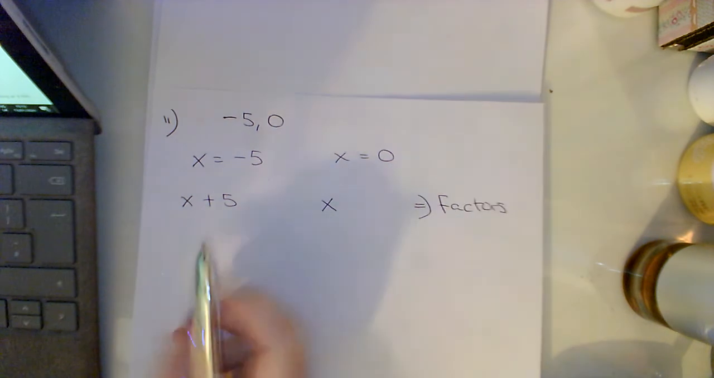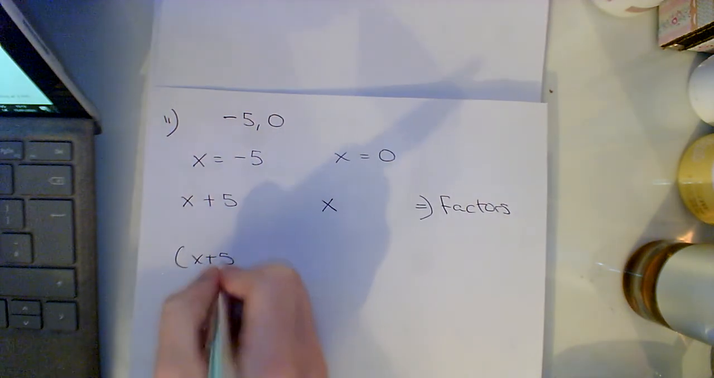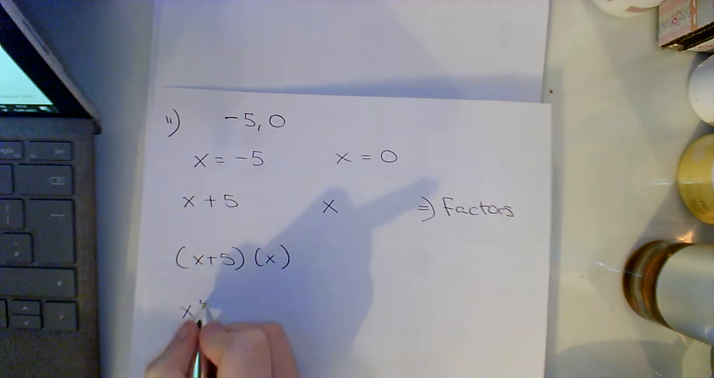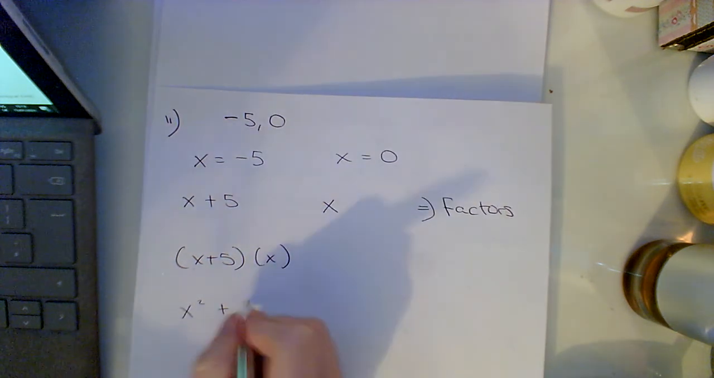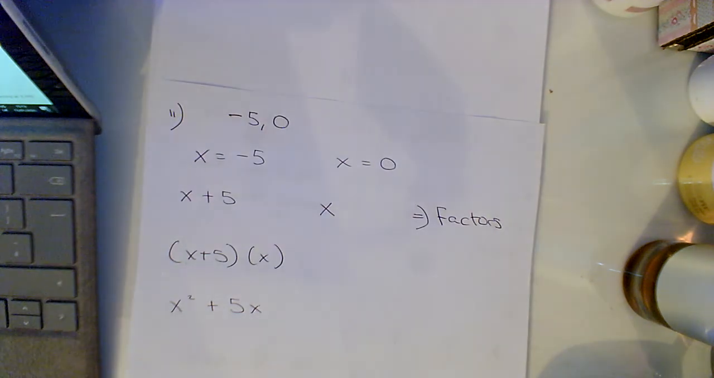Then I need to multiply my two factors together to get my quadratic, so I have x plus 5 bracket x. x times x, I get x squared, 5 times x, 5x. That's my quadratic. So that's how I form a quadratic equation using a pair of roots.